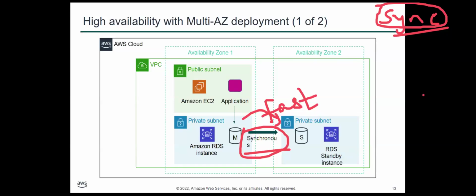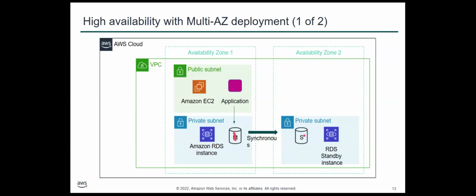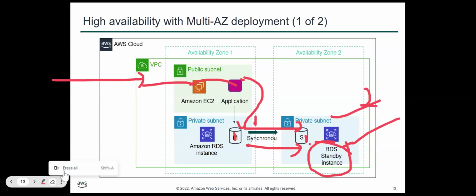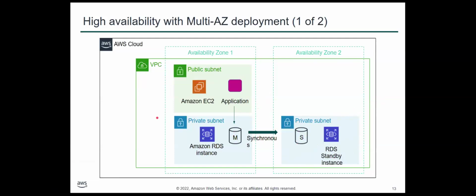So synchronized means a faster update. Whatever you are typing here, immediately there will be a synchronized copy there. The public first accesses the server and the application, and the data you enter goes to the database. From the database, immediately one more copy is stored in the standby copy in availability zone 2. This is called synchronous replication. For this we have a standby copy.